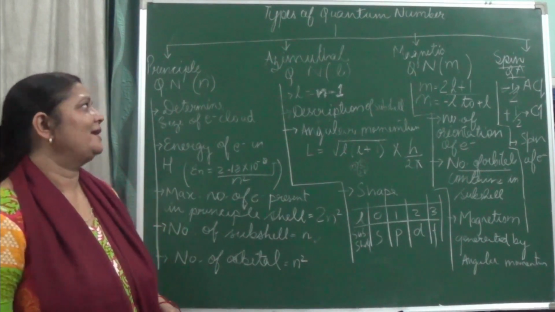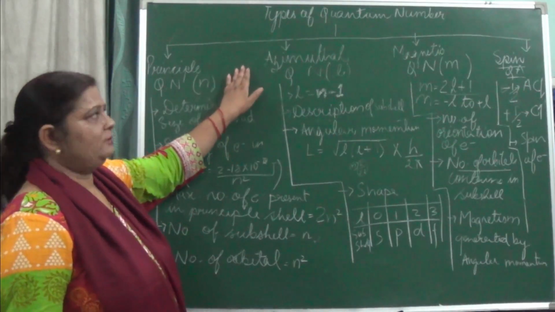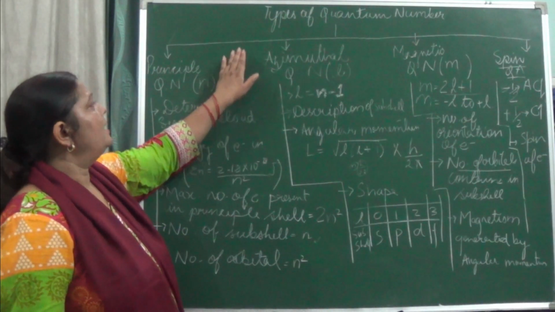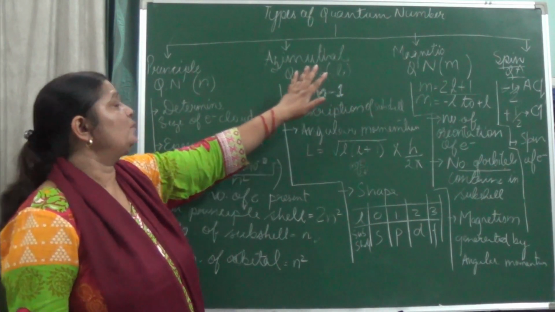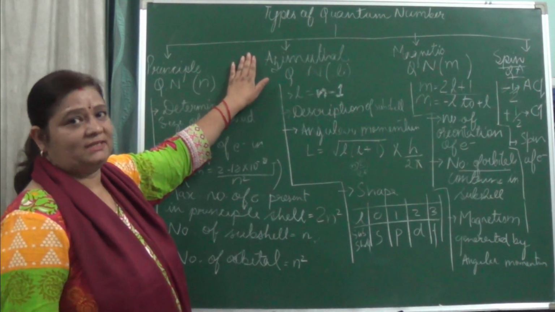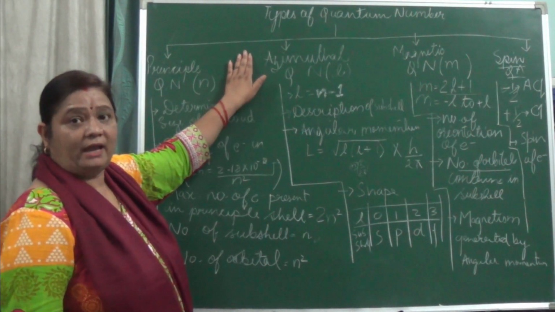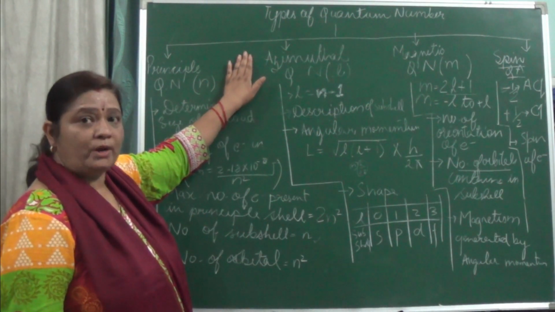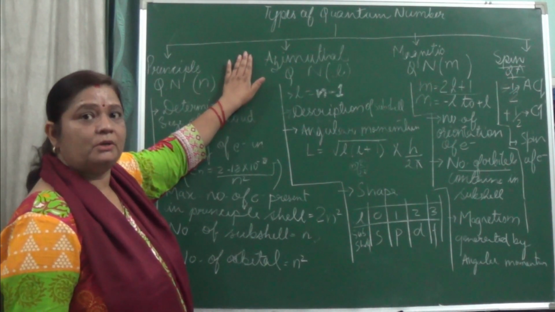Hello students, we are going to study the types of quantum numbers in our class. So what is a quantum number? Quantum numbers address the orbital as well as the electron. What do they tell us about the orbital and electrons? It's the shape, size, where it is present, and its orientation.